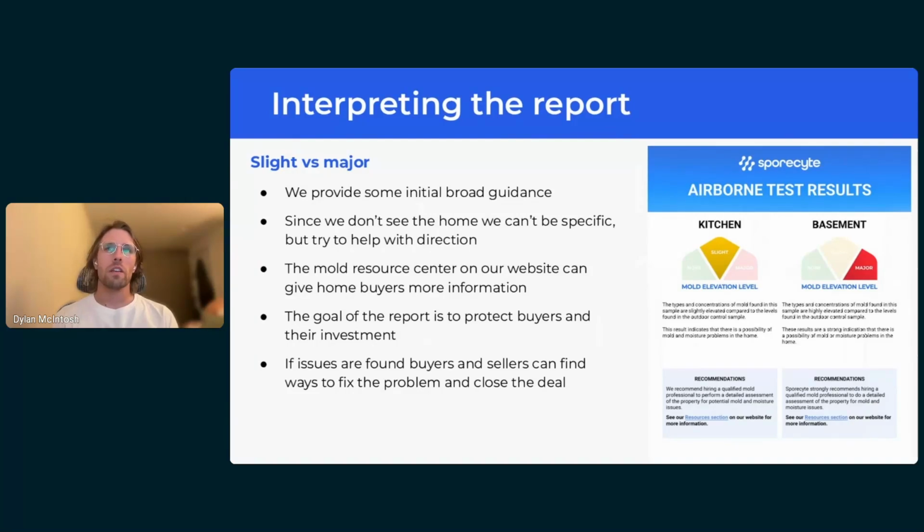And a major reading is pretty clear that there is some sort of underlying mold or moisture problem going on in that area that should be resolved, which again is another trigger for you to recommend they interface with a specific mold expert.